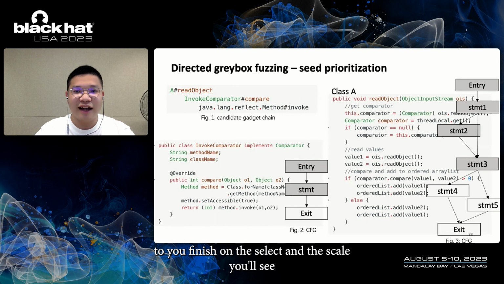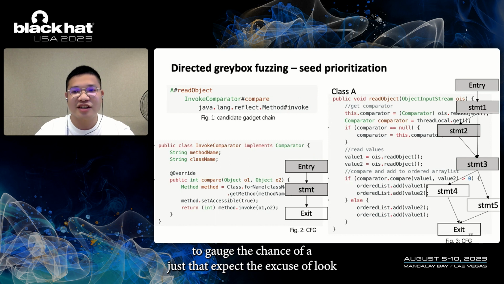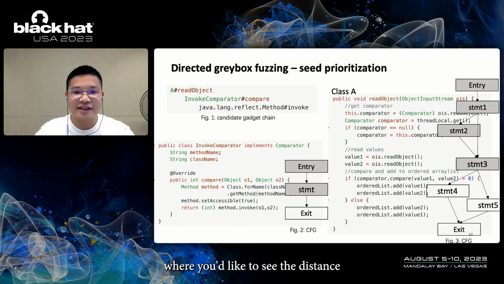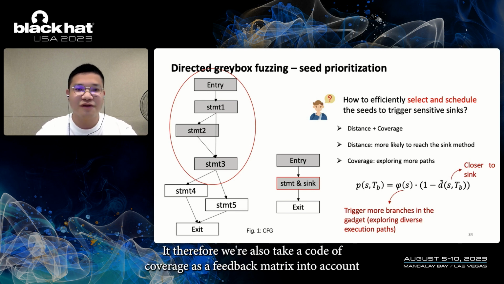To efficiently select and schedule seeds, we propose a feedback-driven seed prioritization approach. In this scenario, the gadget chain suggests that the expected execution flow is indicated by the grayed out basic blocks in the control flow graph. We utilize seed distance to evaluate the quality of seeds, where good seeds cover more grayed out basic blocks and have a shorter seed distance to the target basic block. And within this method, we aim for the seed to trigger more branches in the gadget. Therefore, we also take code coverage as a feedback metric into account.